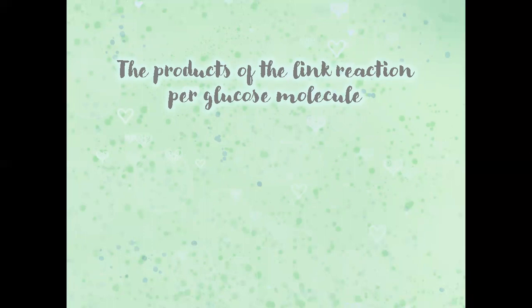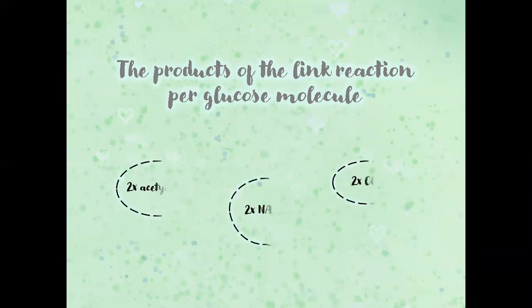Moving on to the products of the link reaction per glucose molecule: 2 acetyl coenzyme A, 2 reduced NAD, and 2 carbon dioxide molecules. As glycolysis splits glucose into 2 pyruvate molecules, the link reaction occurs twice per molecule of glucose.